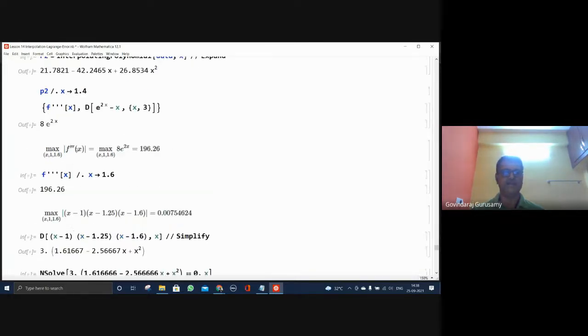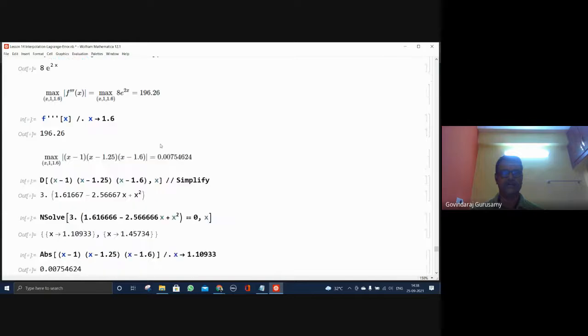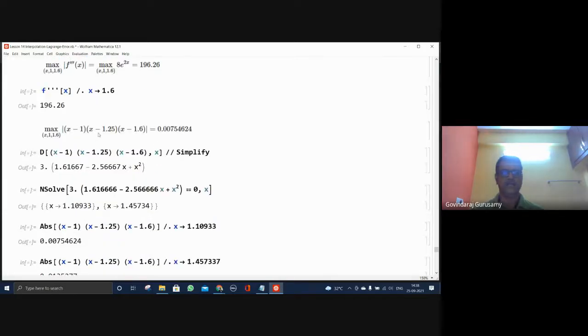Next, the maximum of this x minus x0, x minus x1 should also be found parallelly. You can see that it can be found. This is the maximum for this range 1 to 1.6. That is the number that has been given. This number determination is going to be a little tricky, so you should do it carefully. What you have to do is d of x minus 1, x minus 1.25, and I am differentiating this.